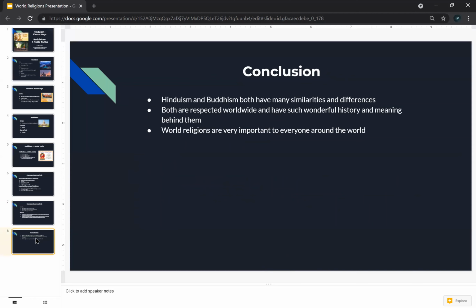And in conclusion, Hinduism and Buddhism both have many similarities and differences, but both are respected worldwide and have a very wonderful and deep history and meaning behind them. World religions are very important to everyone around the world, and it's super important to know and study and learn these religions, not only for the history of it, but to find out more about ourselves as well.